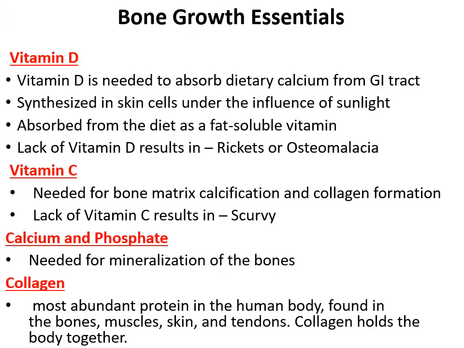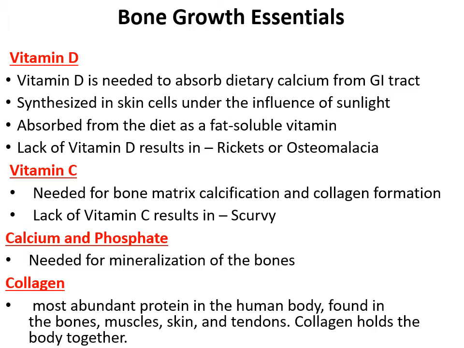Okay, and lack of vitamin D in children will result in a condition relatively uncommon in North America called rickets. Lack of vitamin D in adults, again relatively uncommon, will result in osteomalacia. Okay, a softening and weakening of the bone.